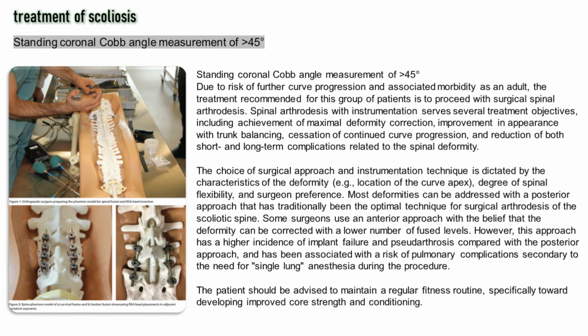The choice of surgical approach and instrumentation technique is dictated by the characteristics of the deformity, e.g., location of the curve apex, degree of spinal flexibility, and surgeon preference. Most deformities can be addressed with a posterior approach that has traditionally been the optimal technique for surgical arthrodesis of the scoliotic spine. Some surgeons use an anterior approach with the belief that the deformity can be corrected with a lower number of fused levels.